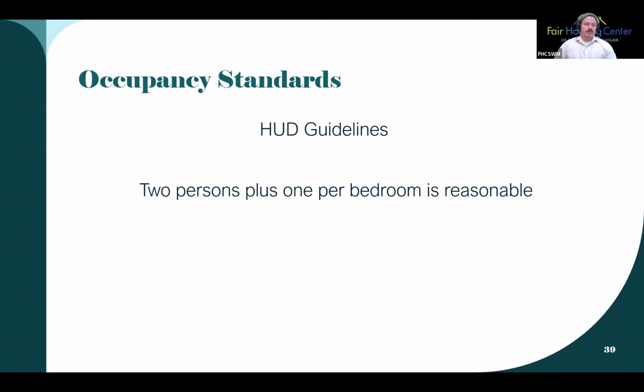There's just a guideline from HUD that 2 persons plus 1 per bedroom is reasonable. So if the house has 3 bedrooms, 2 per bedroom is 6, plus 1, so 7 would be an acceptable occupancy standard for that dwelling.